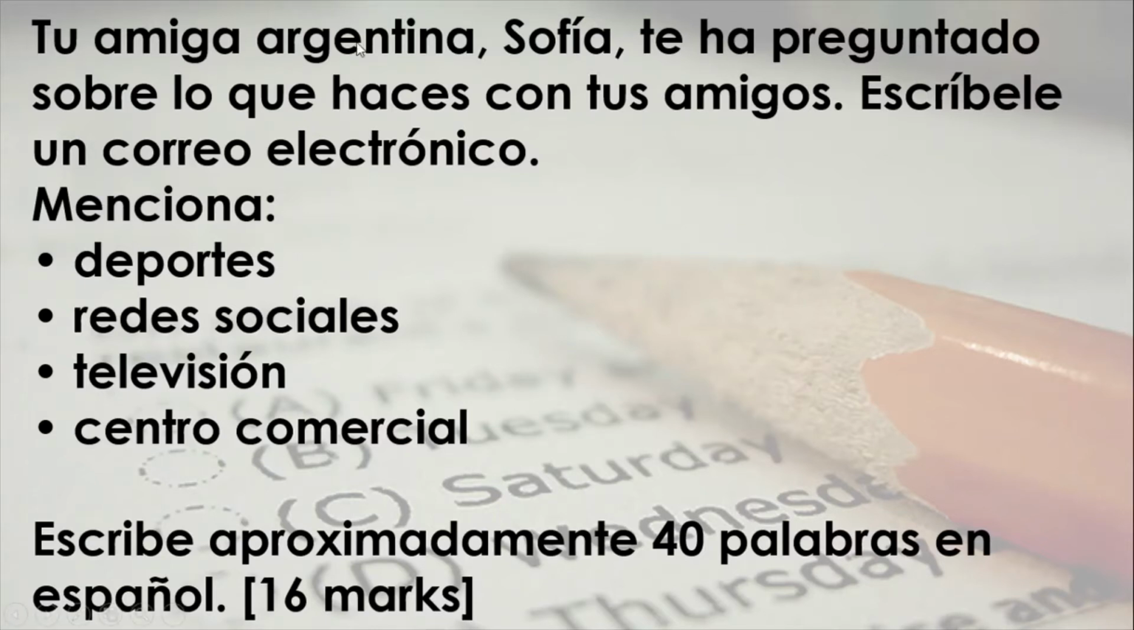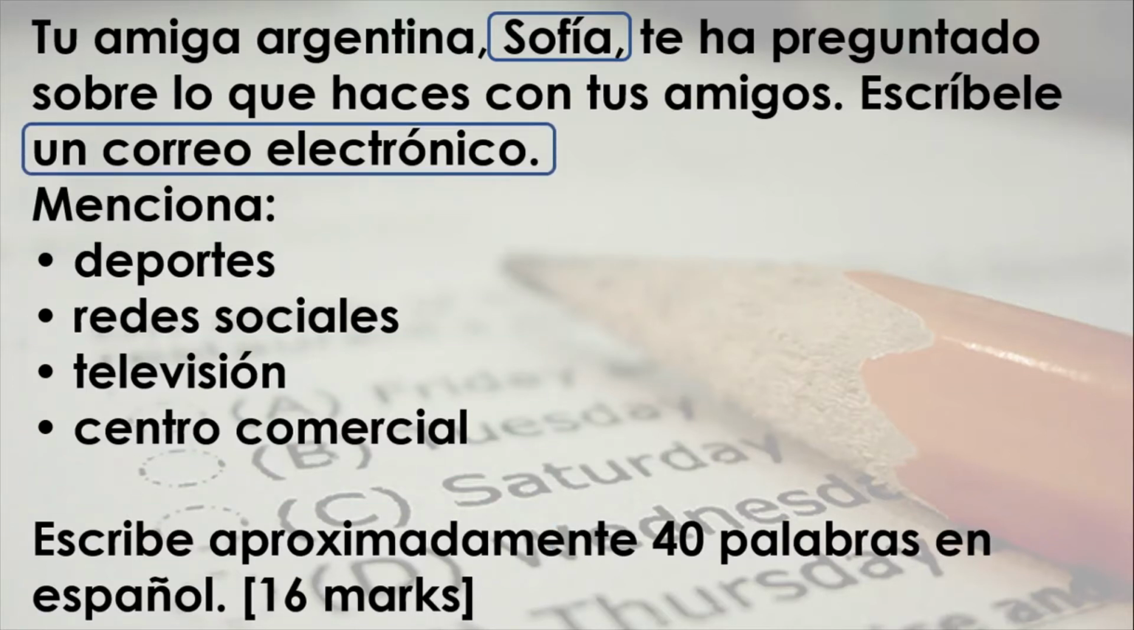So, your Spanish friend, Sofía, te ha preguntado, has asked you, sobre lo que haces con tus amigos, about what you do with your friends. Escríbele un correo electrónico. Write an email. So, first of all, we've got Sofía, and then we have got un correo electrónico, which we know translates as an email. What we need to be talking about, in the first bullet point, we've got deportes. So deportes refers to sports. So you should be writing a sentence about sports.